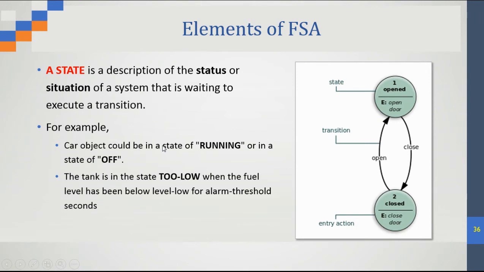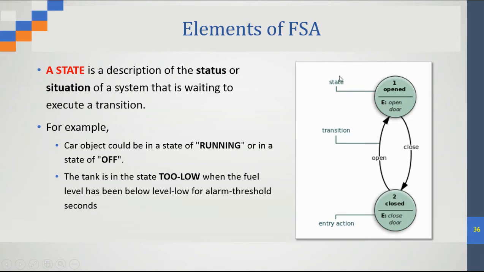So here we continue with the elements of the state machine. As we see, the first one, the main component of the state machine, is the state. The state here describes the status of the system. For example, if we have a car, the car is running. So the state of this car is running. Or another state is the car is off or the car is stopping, like this.